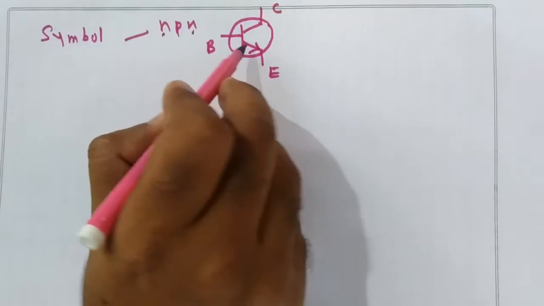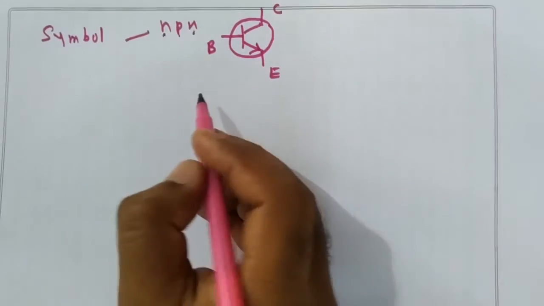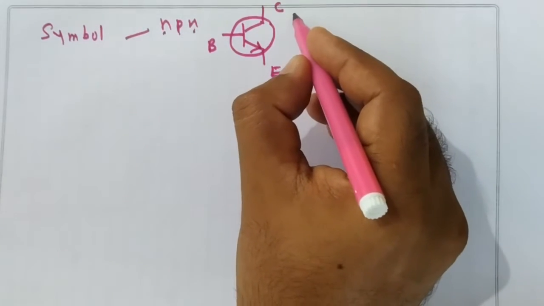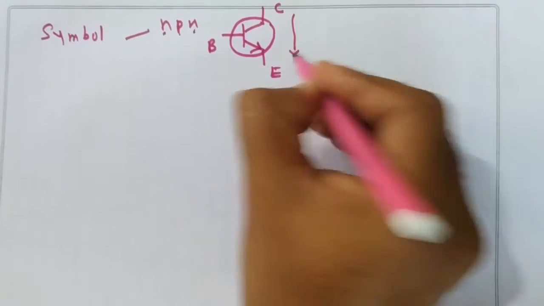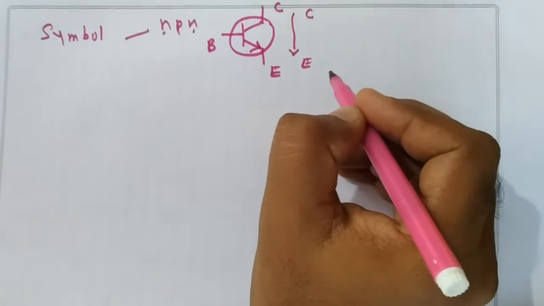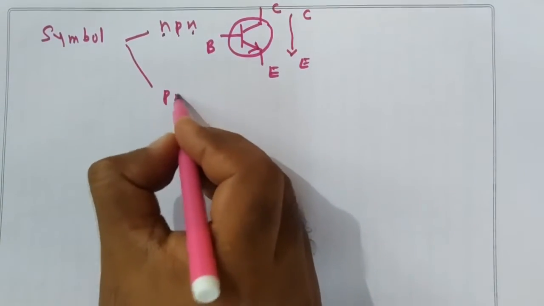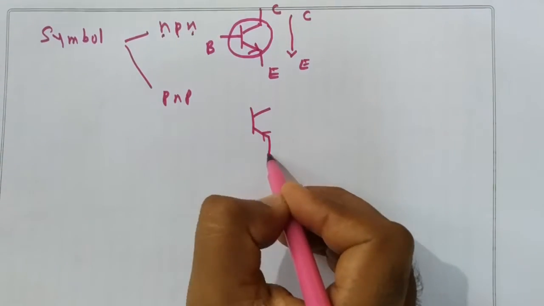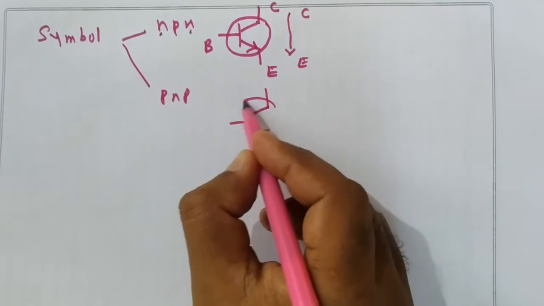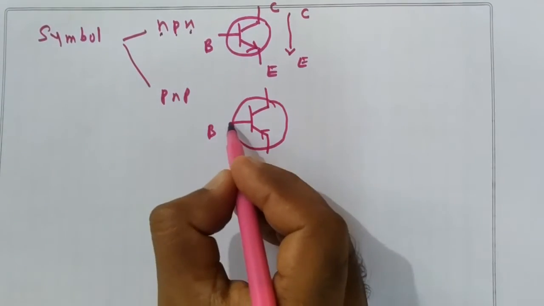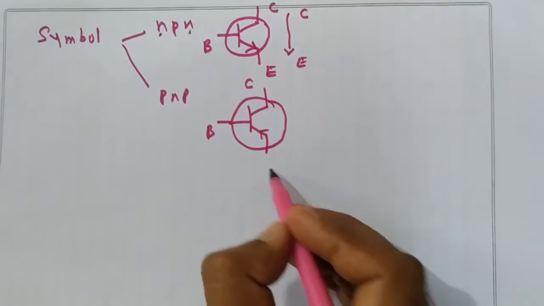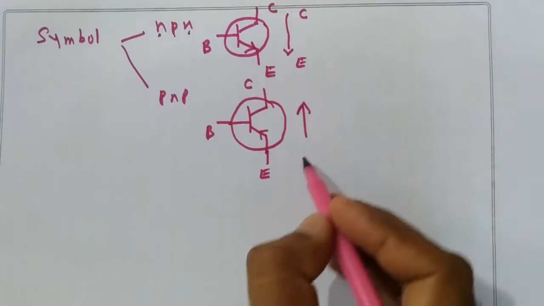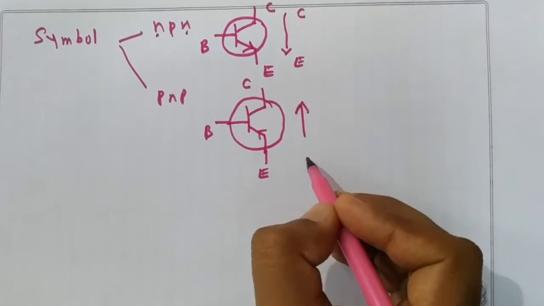Now in a NPN transistor, the arrow is outwards. This arrow indicates the direction of conventional current. So in a NPN transistor, the current flows from the collector to the emitter. In a PNP transistor, you reverse the arrow. Arrow should be inwards now. This is the base, this is the collector, and this is the emitter. So in a PNP transistor, the current flows from the emitter to the collector.